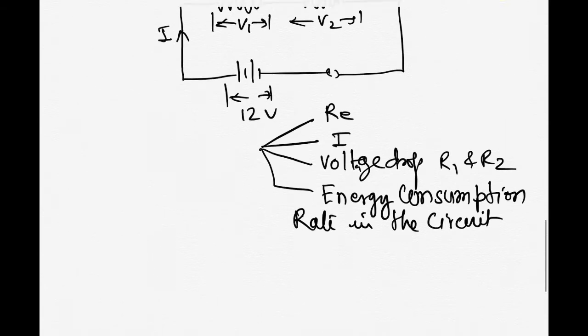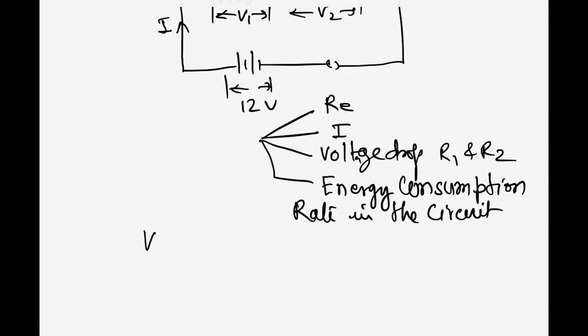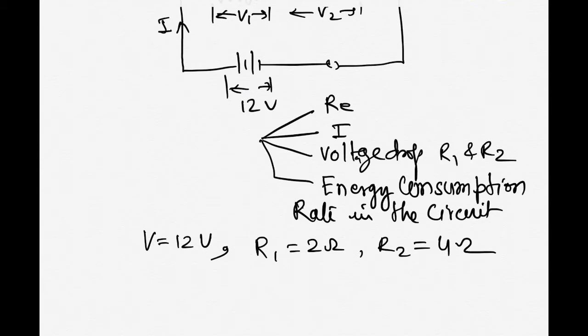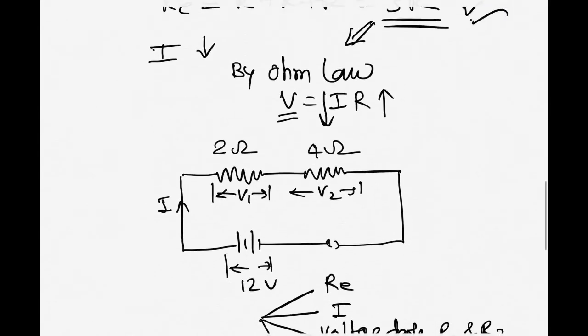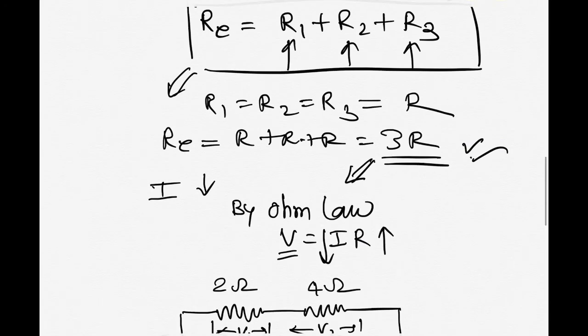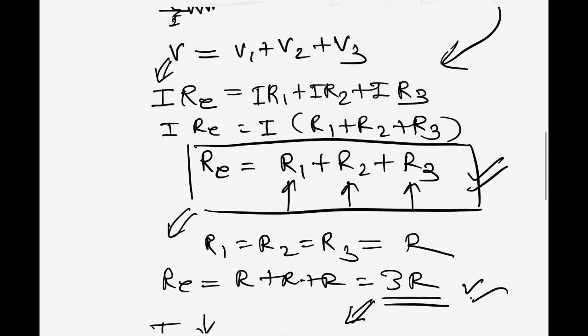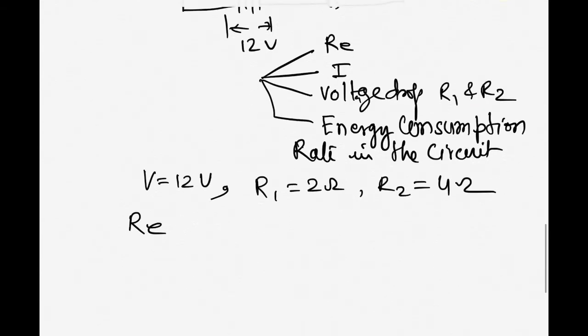So let's start. So what we have: the energy source voltage 12 volt. We have resistance R1 is 2 ohm, R2 is equal to 4 ohm. Now the equivalent resistance RE: if resistors are in series, we need to use this formula, the addition of individual resistors. So RE will equal R1 plus R2, which is nothing but 2 plus 4 equal to 6 ohm.